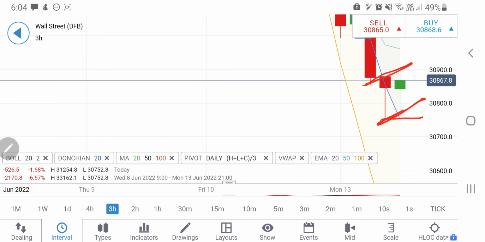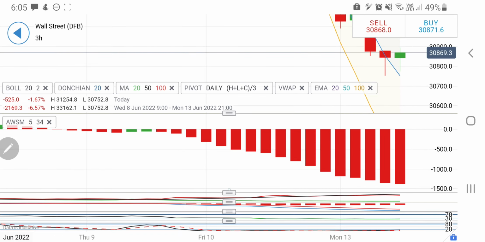The only short entry I will recommend is below 3750. If you see it trading below 3750, you can go short, and on the upside, if it breaks beyond 3920, yes, you can expect it to rise towards 31,000, 31,150 levels.